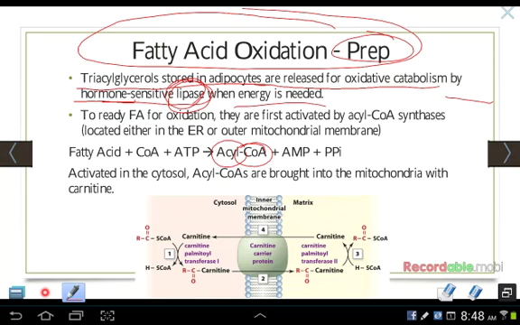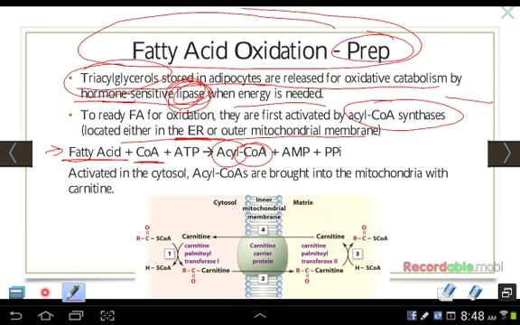So to ready fatty acids for oxidation, they are first activated by acyl-CoA synthetase. All right, so these are located in the ER, endoplasmic reticulum, or the outer mitochondrial membrane. So this is going to be more in the cytosol area, okay? So here's our reaction. We have a fatty acid that's been cleaved from a triacylglyceride by a lipase. We have a coenzyme A, and we have to use an ATP in order to add that coenzyme A to our acyl chain, and then we're going to get AMP plus PPi.